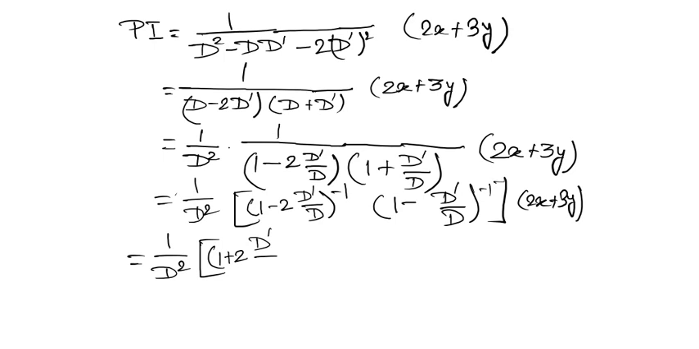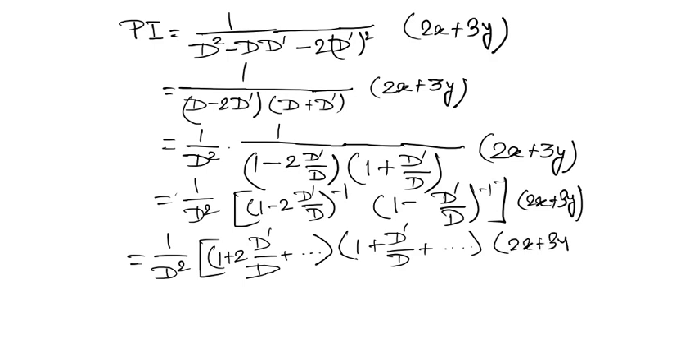That is nothing but D dash by D only, plus dot dot dot. I am not writing the rest of the terms since those will be 0 only, and here also I write it as 1 plus D dash by D plus dot dot dot only, because the rest of the terms will be 0, since this 2x plus 3y is linear only, so I am not considering the higher derivatives. So anything more than first order derivative, all will be 0.